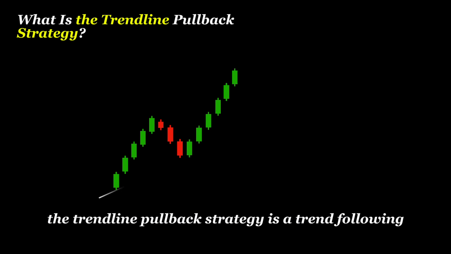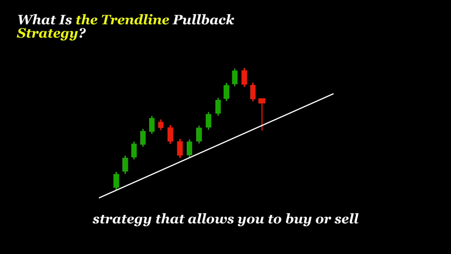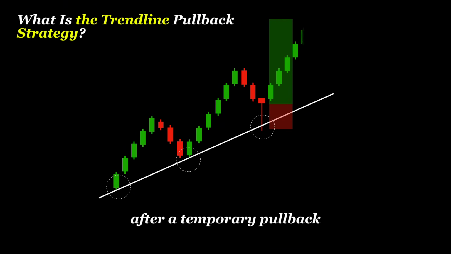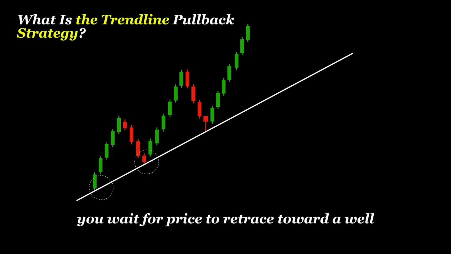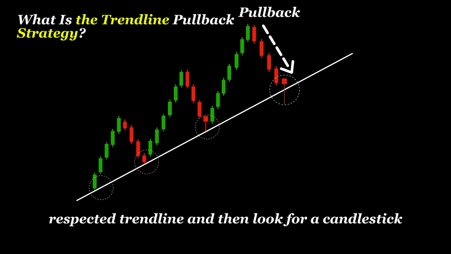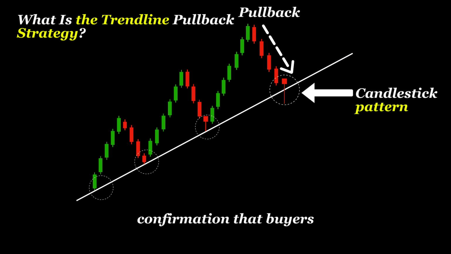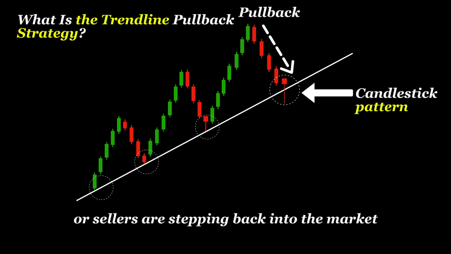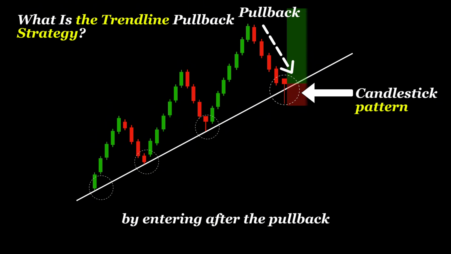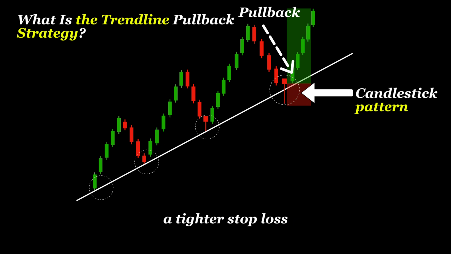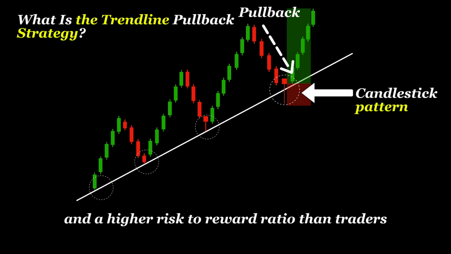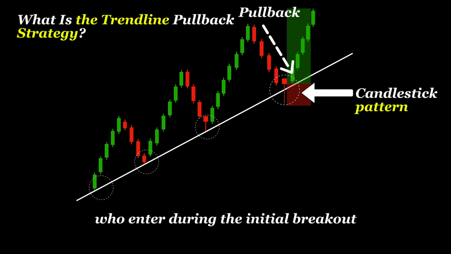Now, let's get started. The trendline pullback strategy is a trend-following strategy that allows you to buy or sell after a temporary pullback instead of entering after the market has already made a large move. Instead of chasing the trend, you wait for price to retrace toward a well-respected trend line and then look for a candlestick confirmation that buyers or sellers are stepping back into the market. By entering after the pullback, you can often achieve a better entry price, a tighter stop loss, and a higher risk-to-reward ratio than traders who enter during the initial breakout.